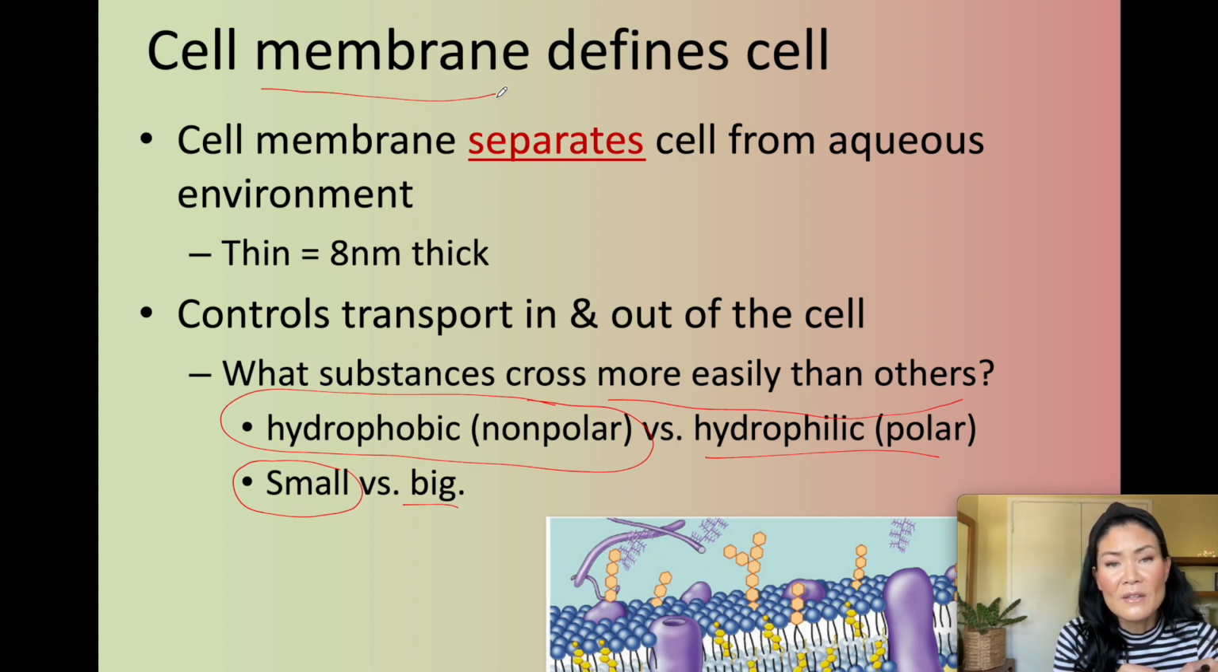The only organelle that does not have a membrane are ribosomes. Ribosomes are just made up of two things, proteins and RNA, and they are not membrane bound. They're either free floating in the cytosol or they are attached to the rough ER.